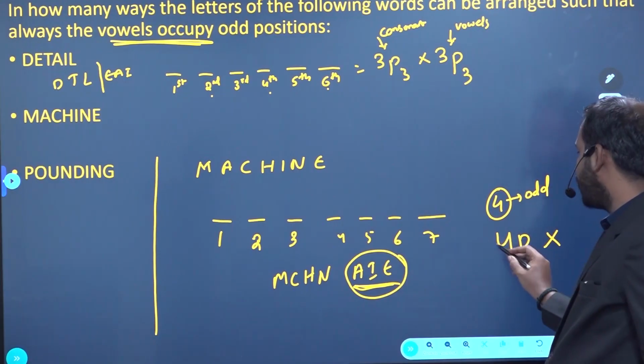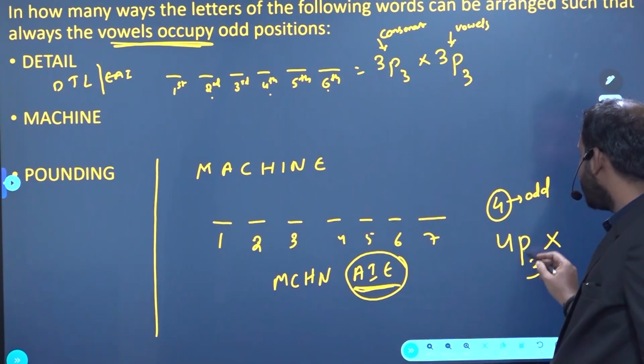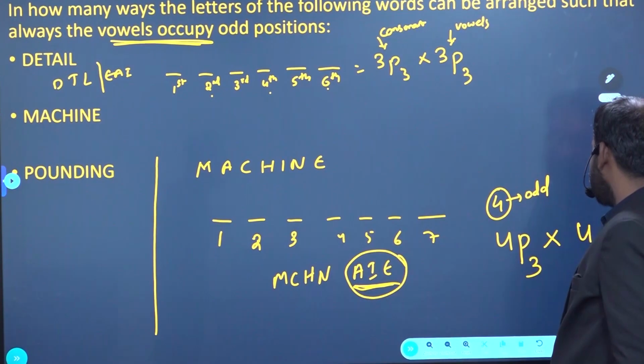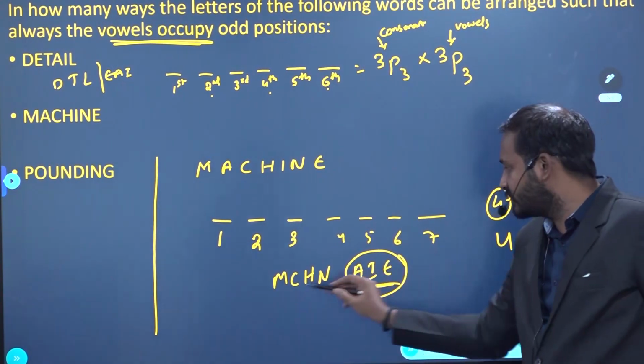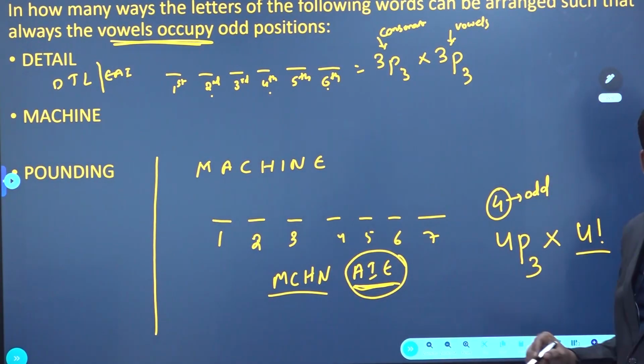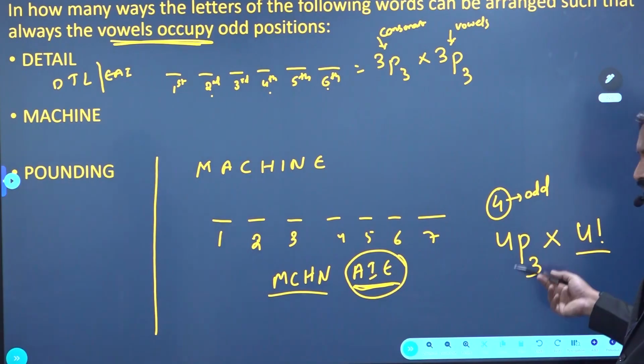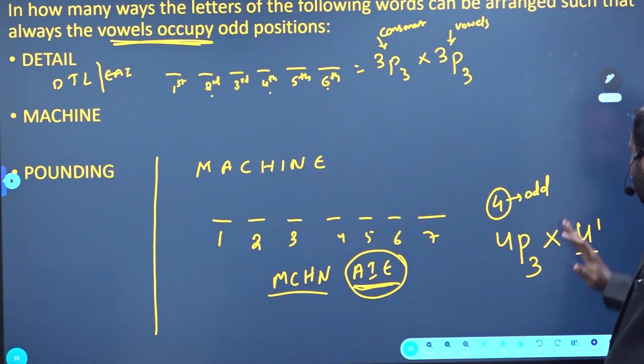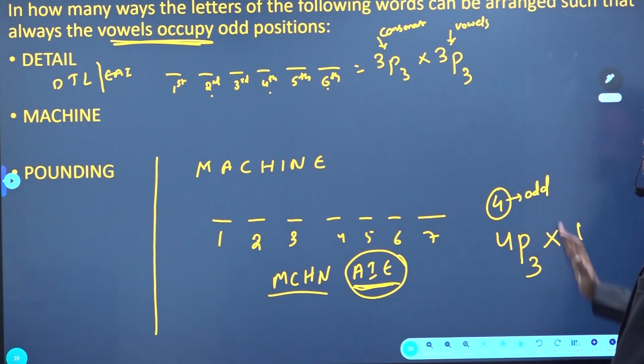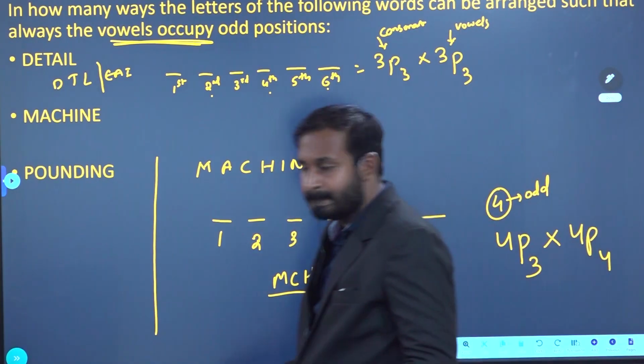So here what can we write? 4P3 into consonants. 4 consonants are there. There is no condition for consonants, so directly I will write they will be arranged in 4 factorial ways. So 4P3 into 4 factorial. Or else, if you want to write it more precisely, you can write it as 4P4. Anyway, both are the same, students. It is a waste of time writing 4P4. 4P4 means 4 factorial only.